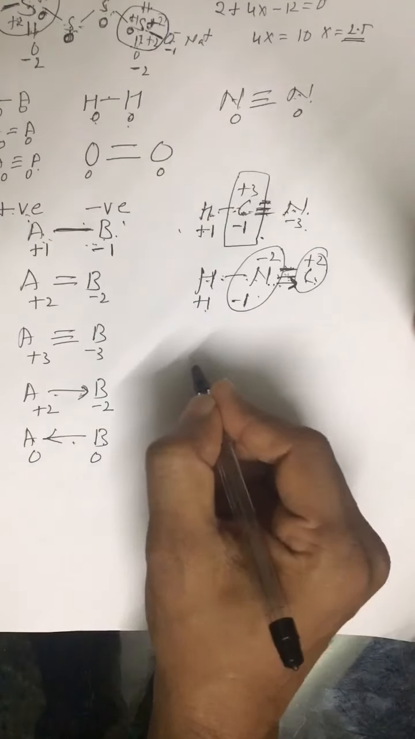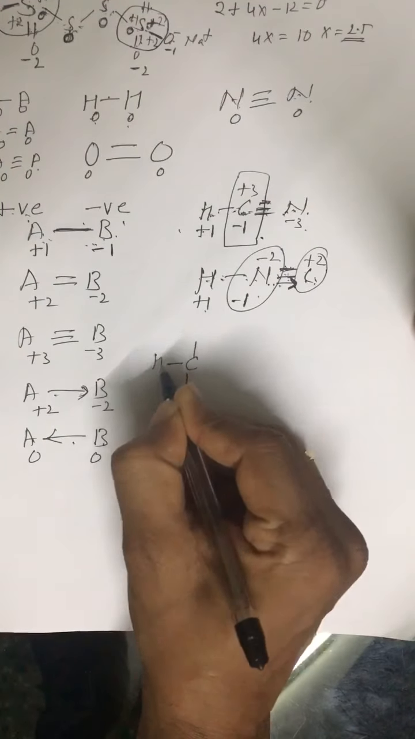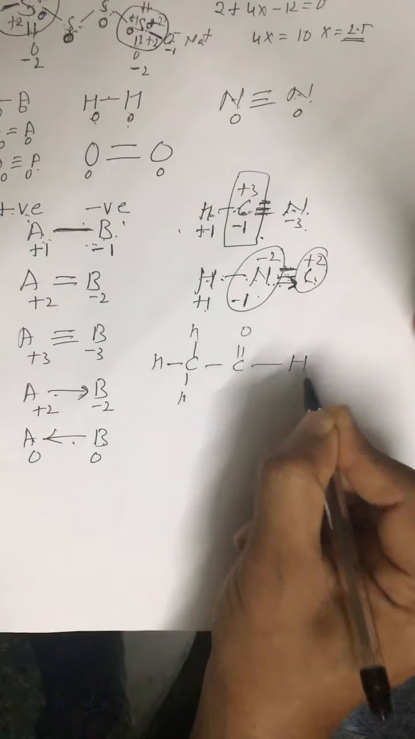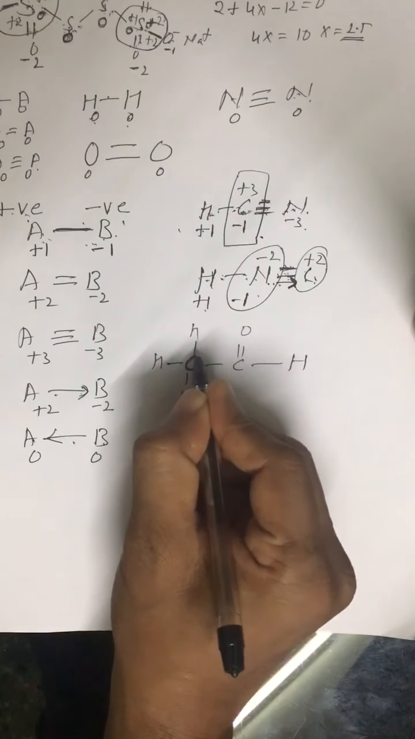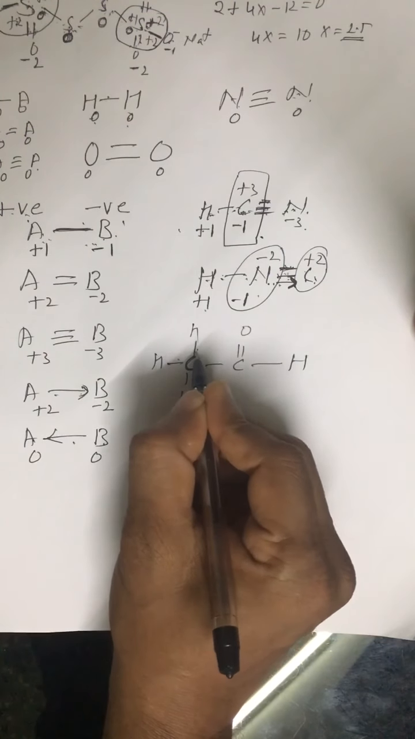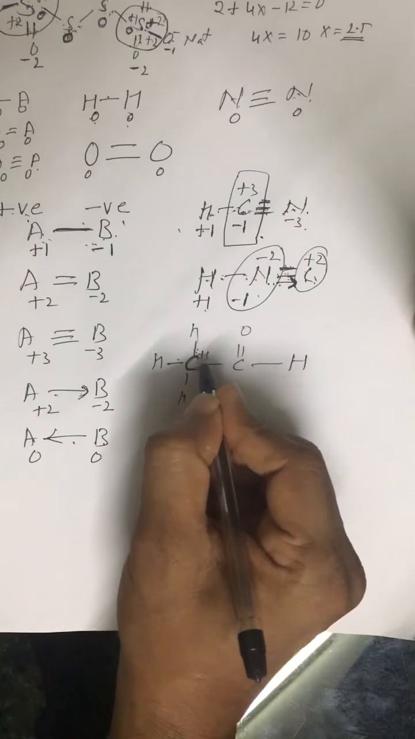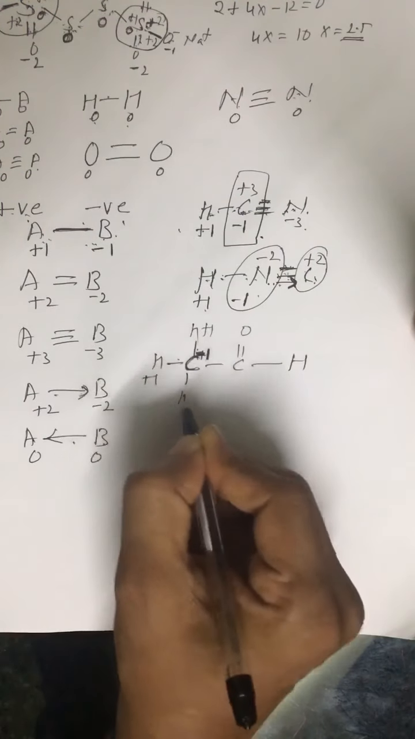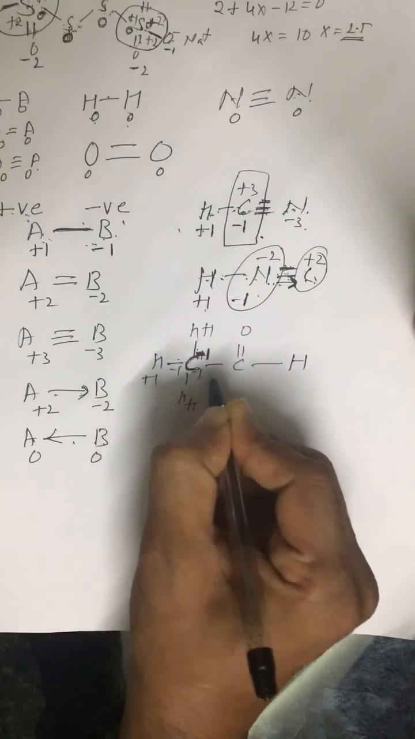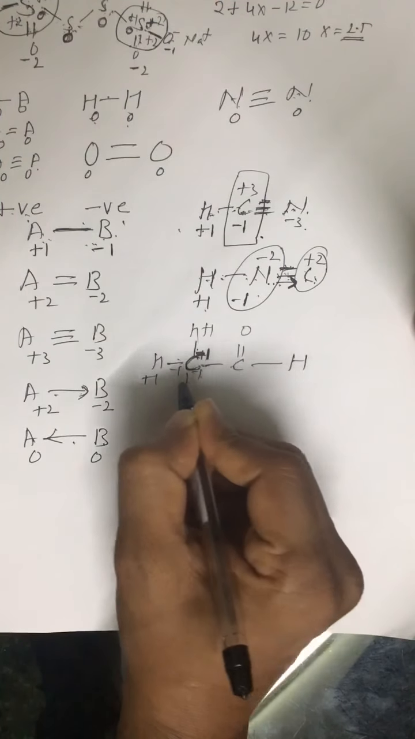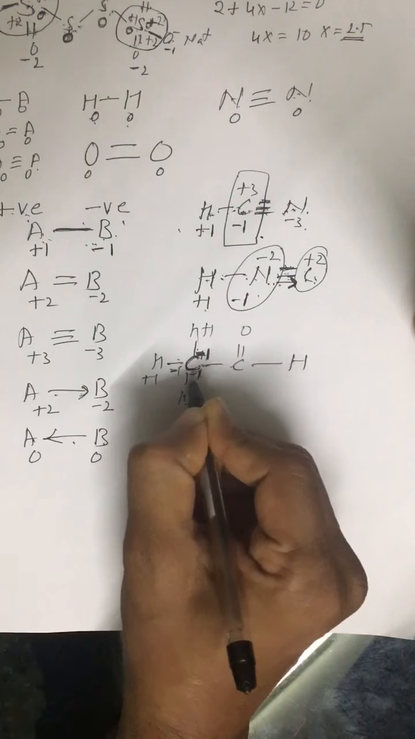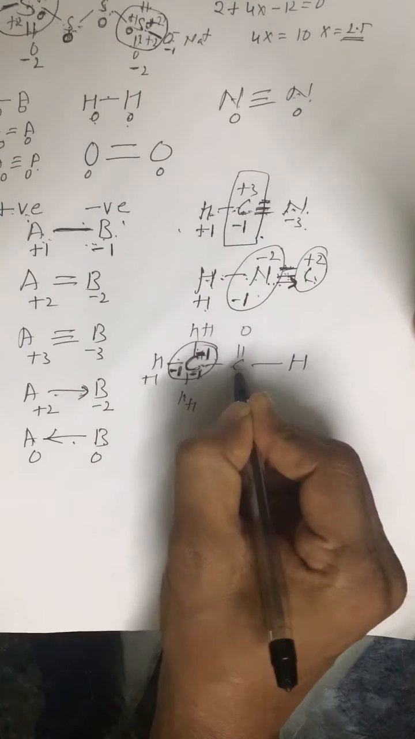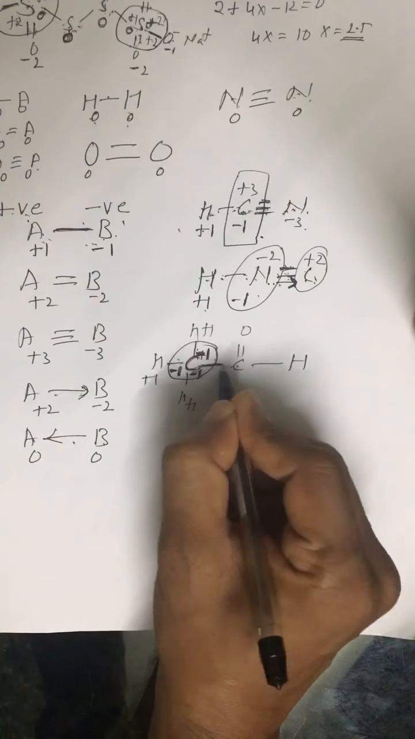Now if you have CH3CHO, look at this carbon. Due to these three bonds, hydrogen is +1, +1, +1, and carbon is -1, -1, -1. Due to similar atoms, 0. So due to these three, carbon gets -1, -2 and -3, and due to this bond, 0.